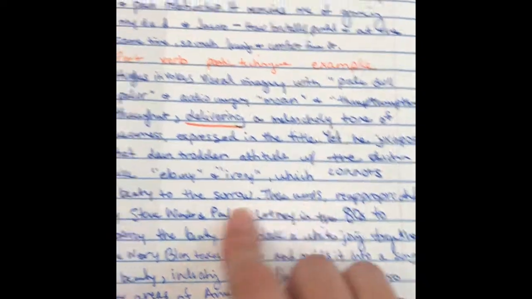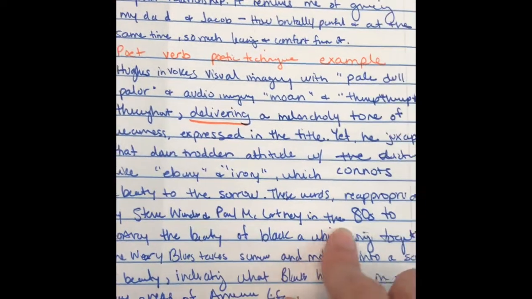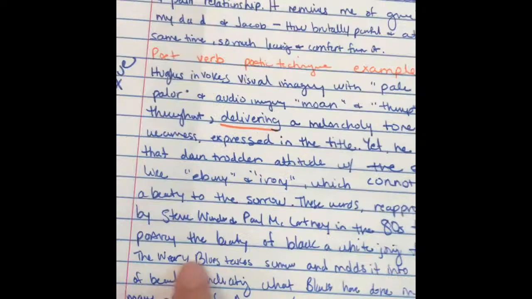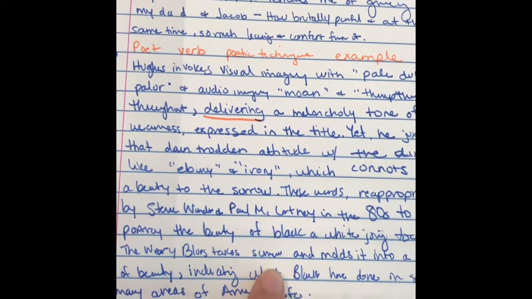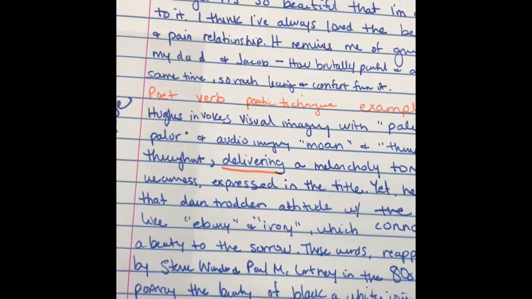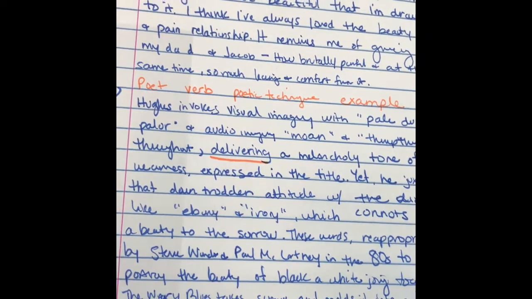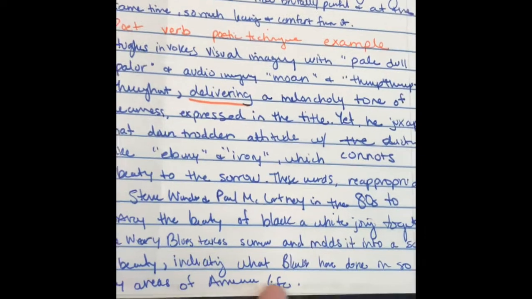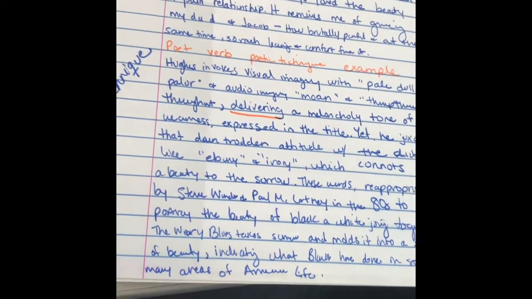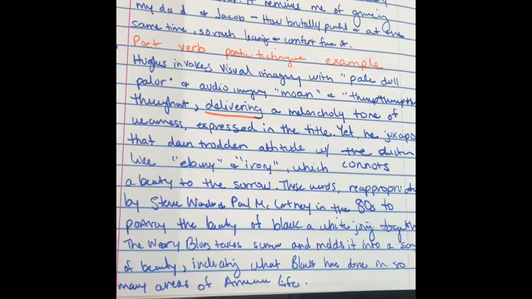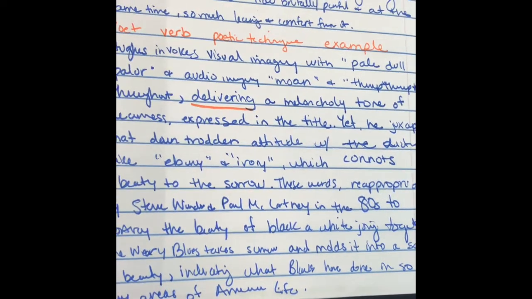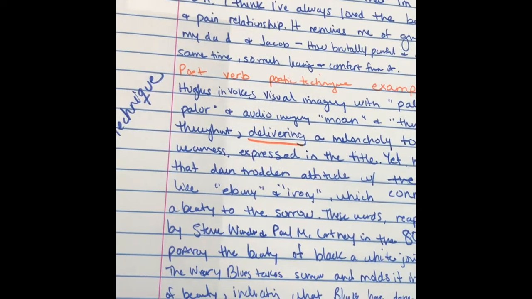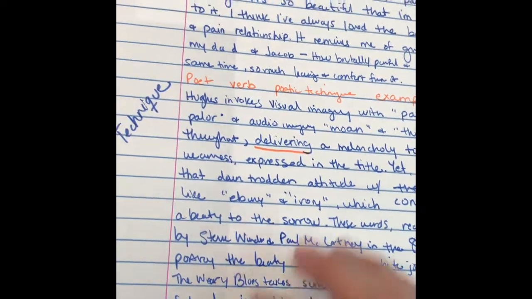Which connotes a beauty to the sorrow. These words, reappropriated by Stevie Wonder and Paul McCartney in the 80s, portrayed the beauty of black and white joining together. The weary blues takes sorrow and makes it into a song of beauty, indicating what blacks have done in so many areas of American life. Right? They've taken things like slavery and taken things like persecution or prejudice and really turned it into something beautiful. So at my last sentence, I'm trying to like bring it a bit broader into the world.